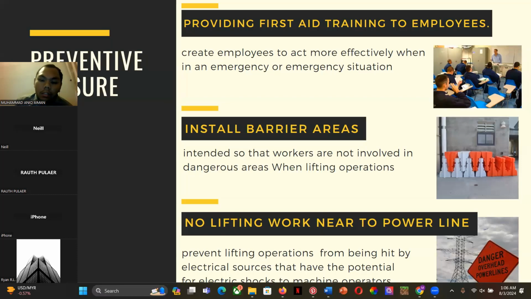Second is installing barriers in areas identified as high risk. It is intended so that workers are not involved in dangerous areas when lifting operations are carried out, to reduce the risk of injury and deaths. Next is no lifting work near power lines. It is intended to prevent lifting operations such as a crane from being hit by an electric source that has the potential for electric shock to the machine operator or workers in the environment. It can also cause electrical disturbance in the surrounding area.